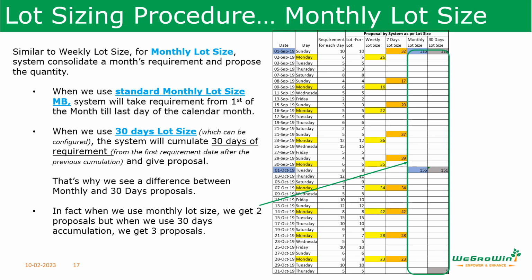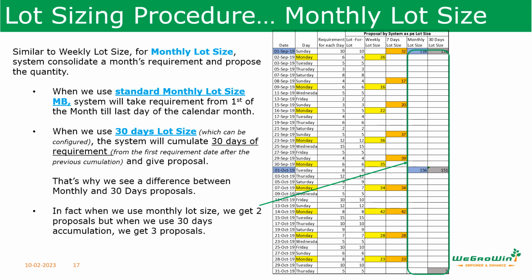But if we define the lot size as configured for 30 or 31 days, the system will take the requirements of 30 days. Then if there is a gap, whether 5 days or 10 days, when the next requirement comes, from there it will start to count another 30 or 31 days. Then it will take the total requirement.